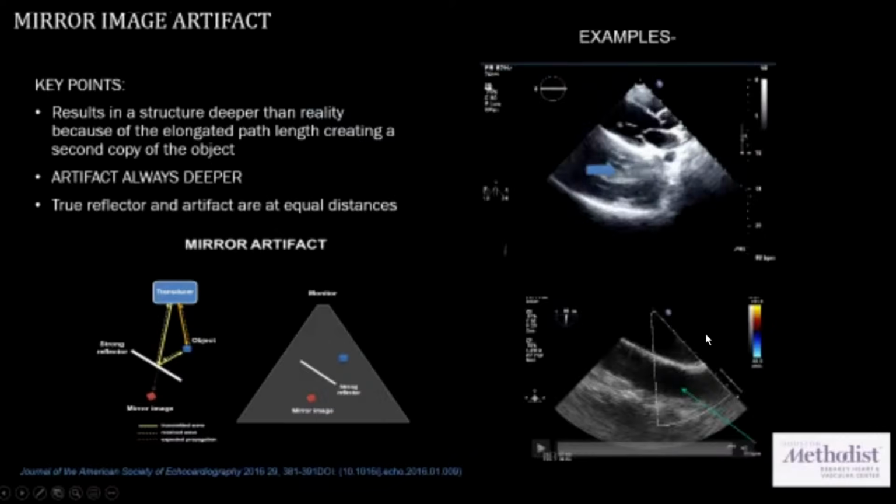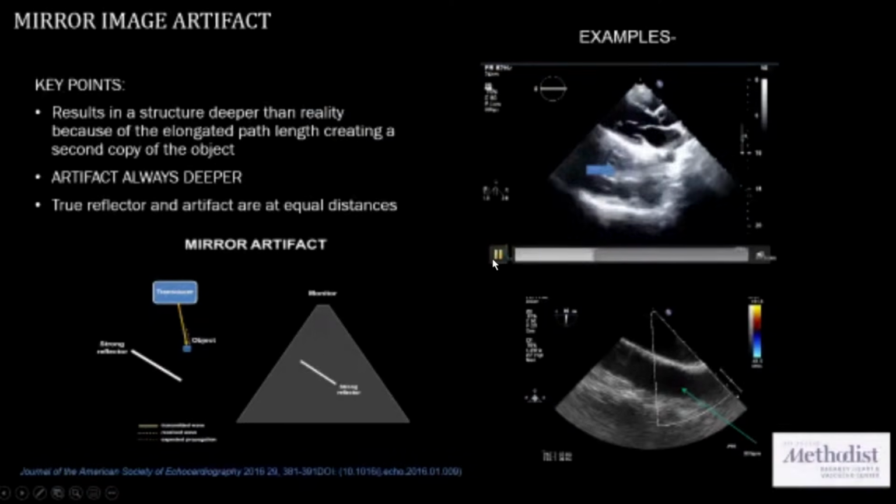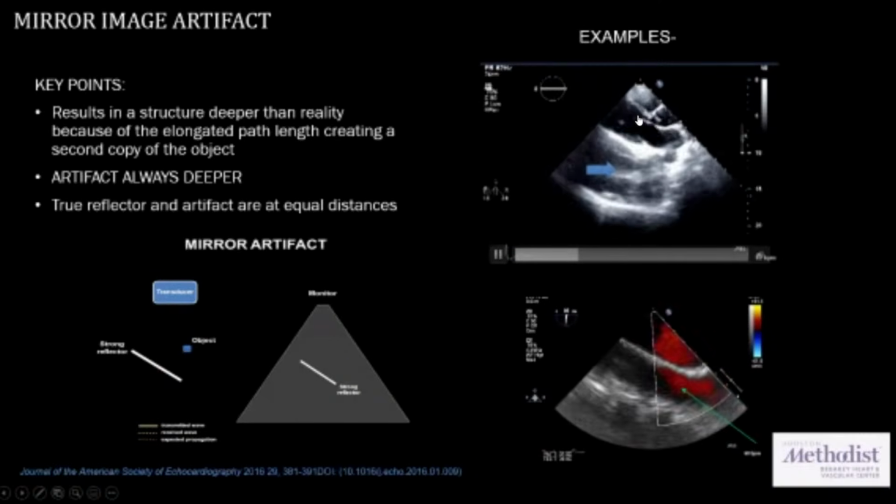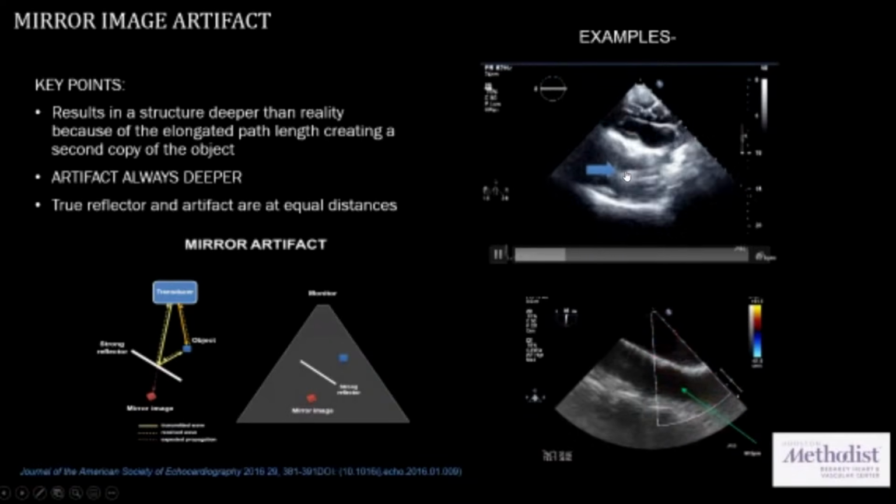artifact noted at an angle, right? The clue here is that the artifact is always deeper and it actually moves with the reflector. Let's look at a couple of examples here, right? So this one here is actually a parasternal long axis image. And you see here, there's almost a duplication of the mitral apparatus. And that's nothing but mirror image artifact, right?